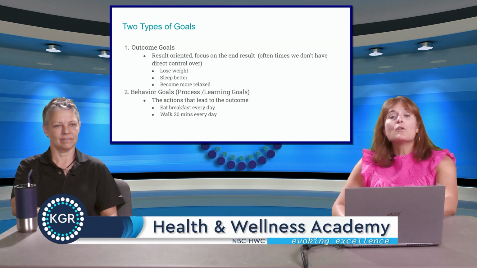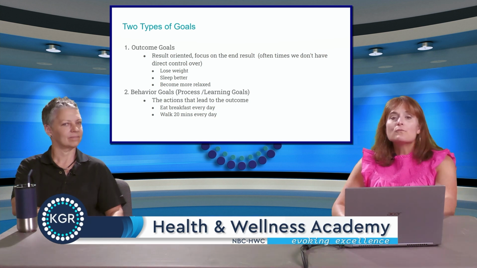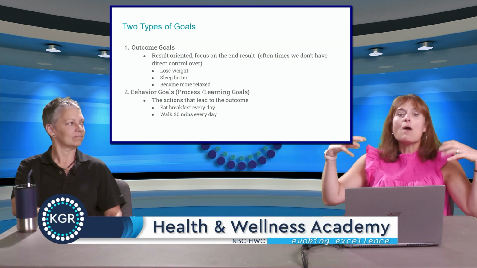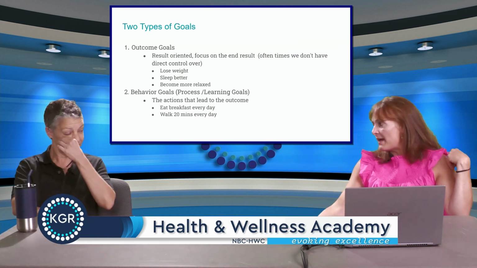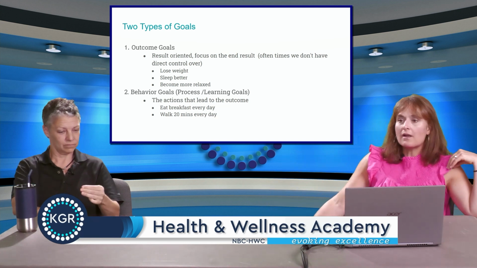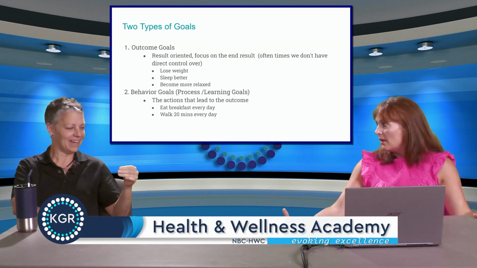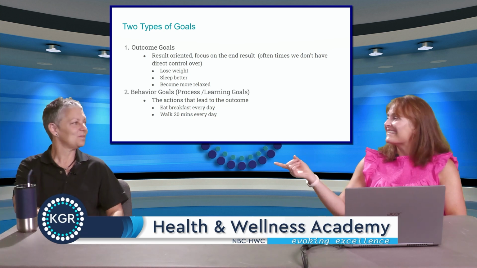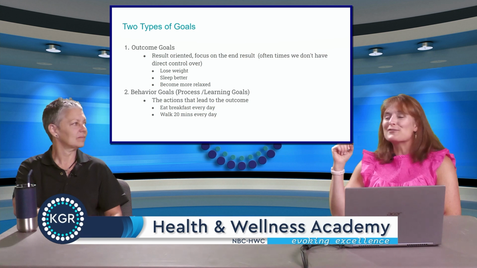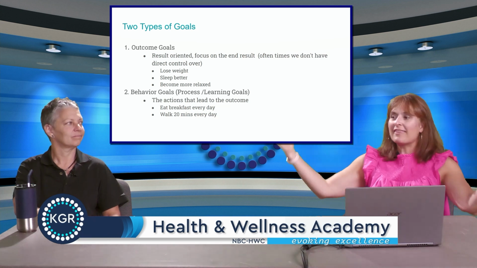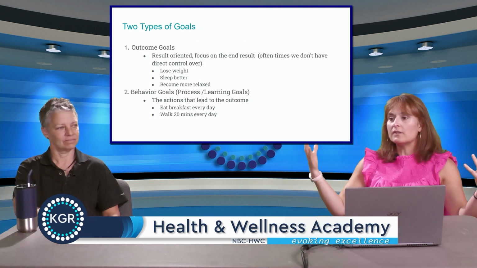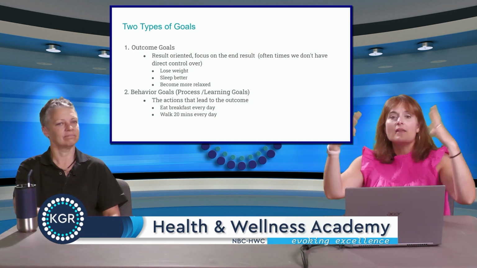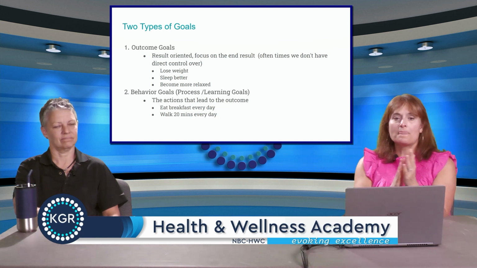Your outcome goals are those result-oriented, end-result things, like, I want to lose weight. I want to sleep better. I want to become the CEO of my company. I think of it as, in the end, the outcome. So it's that broader thing. If you're working with young women, I want to be pregnant. If that's their end goal, that's that outcome goal.